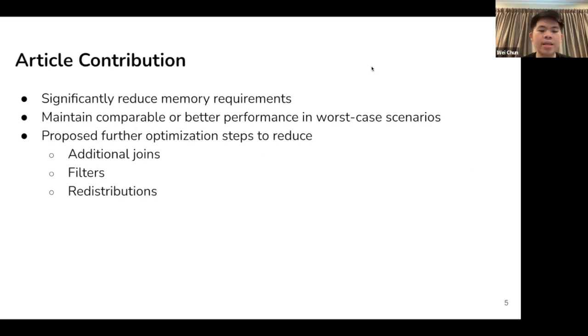Now, the article aims to make three contributions to the big data domain, particularly in parallel join operations. So firstly, it aims to significantly reduce the memory requirements. Secondly, to maintain comparable or better performance in the worst case scenario. And thirdly, the article also proposes further optimization steps to reduce additional joins, filters, or redistribution that are currently used in current implementations of parallel outer join algorithms.